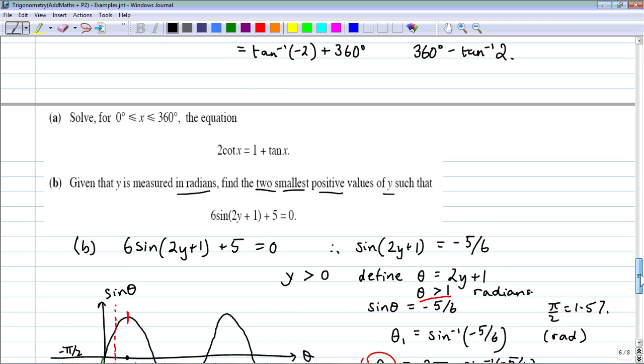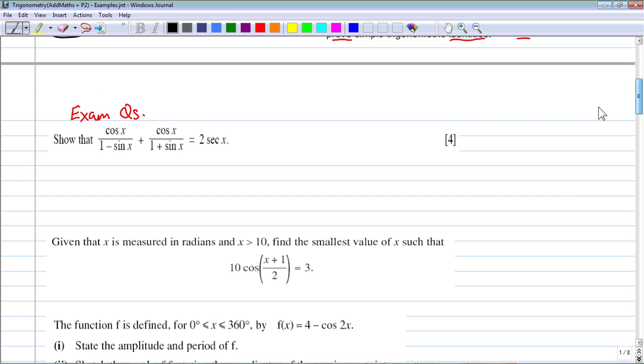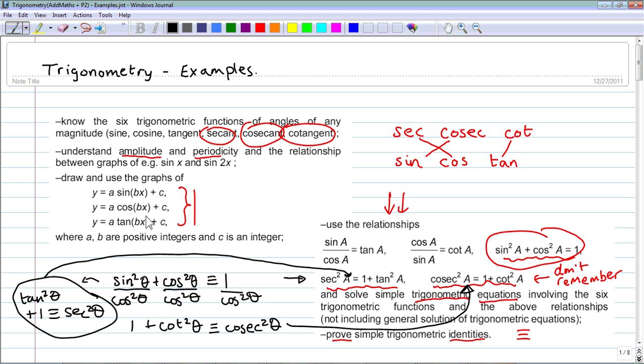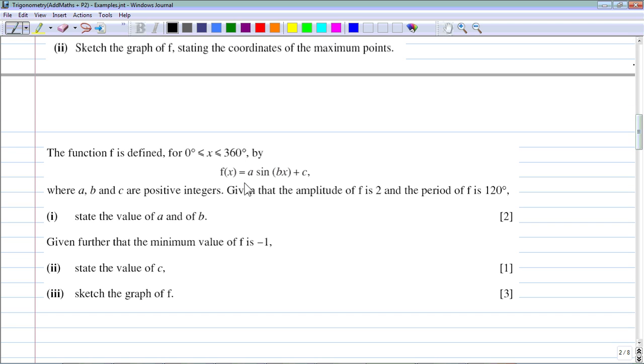I would say the most important thing to practice is the method of drawing graphs such as these ones. So do take a look at exam questions like this one, where it asks you to do things like: here's the function, here's the amplitude, here's the period, calculate A and B. Consider the minimum value, find C from the minimum. So have a look at that kind of question.